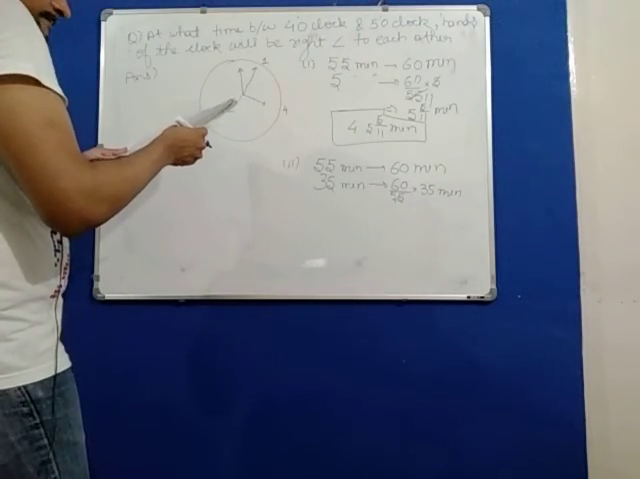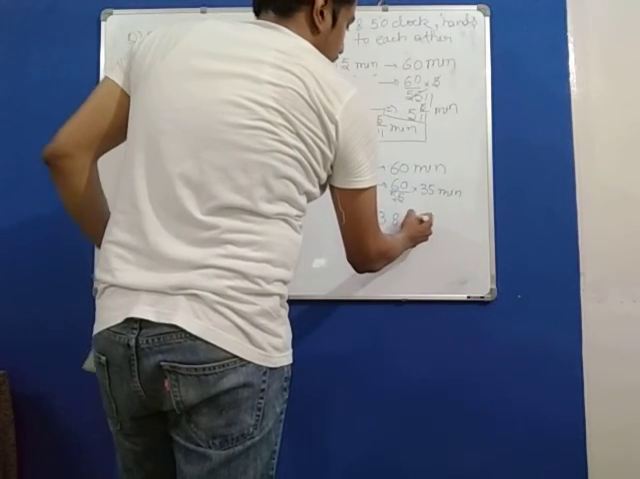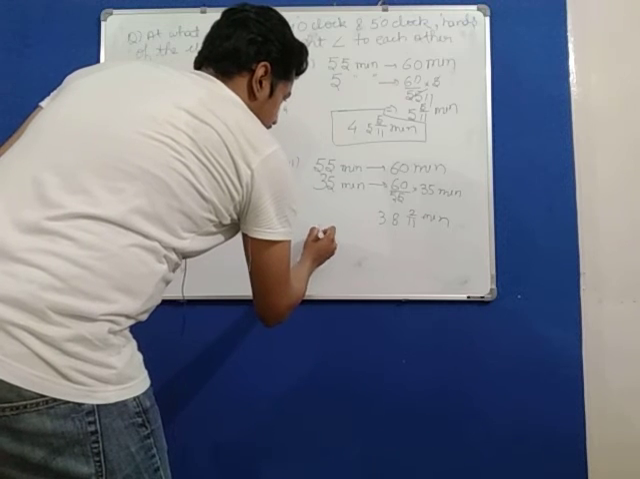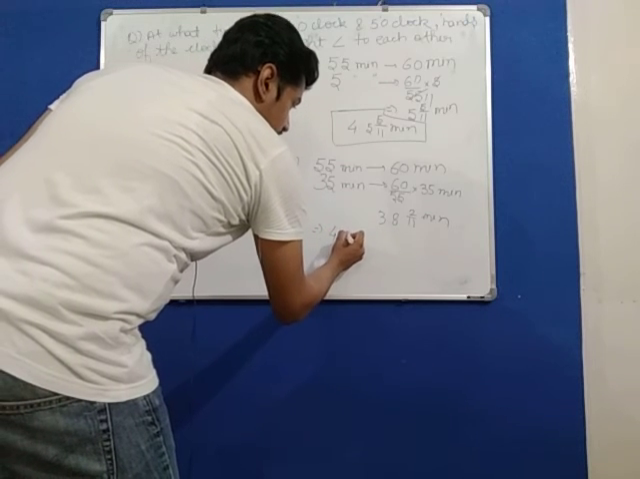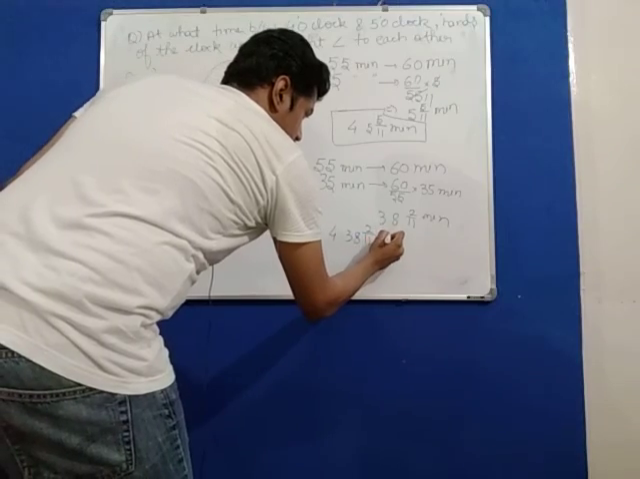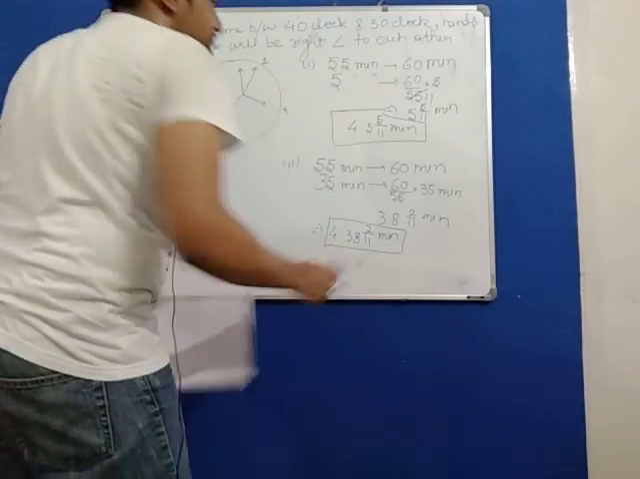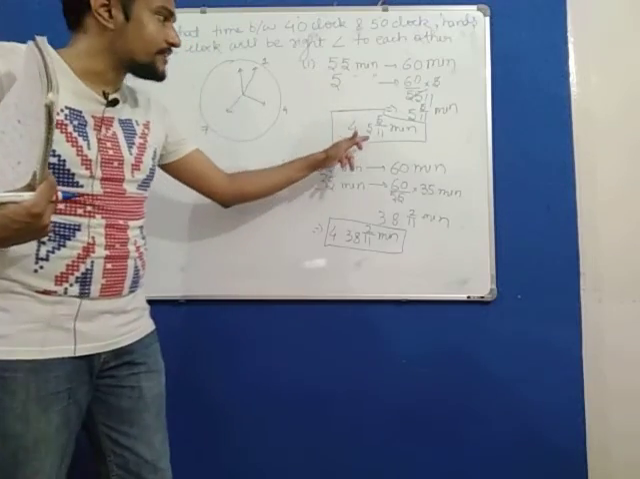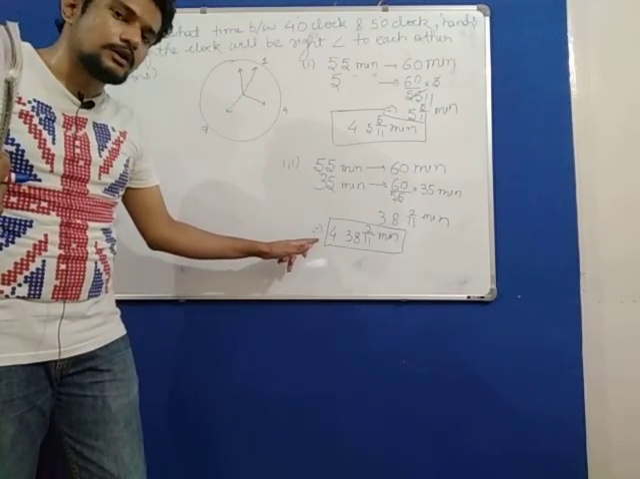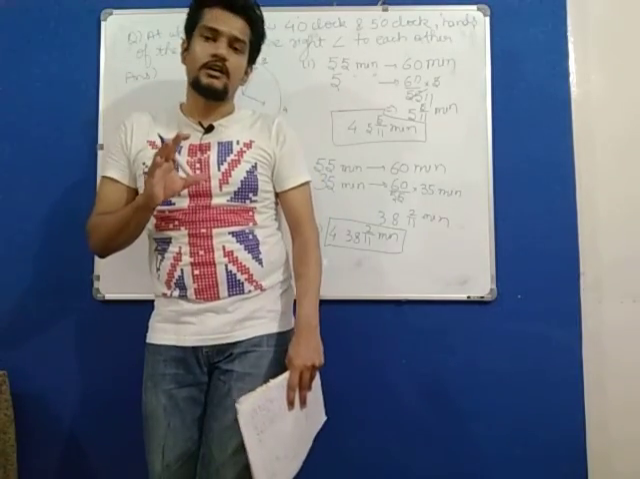And this is going to be 38 2 by 11 minutes. So we can say that at 4 o'clock 38 2 by 11 minutes, the hour and the minute hand will be perpendicular to each other. This is the second time apart from 4 o'clock 5 by 11 minutes that the hour and the minute hand will be perpendicular to each other. Now there are a few more questions.